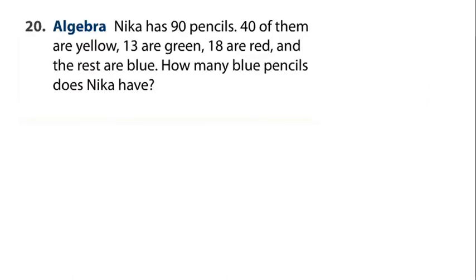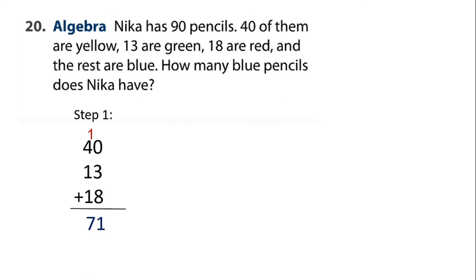Now open page 700. Question 20. Nika has 90 pencils. 40 of them are yellow, 13 are green, 18 are red, and the rest are blue. How many blue pencils does Nika have? The first step, I will add the yellow, green, and red pencils together. So 40 plus 13 plus 18 equals 71.